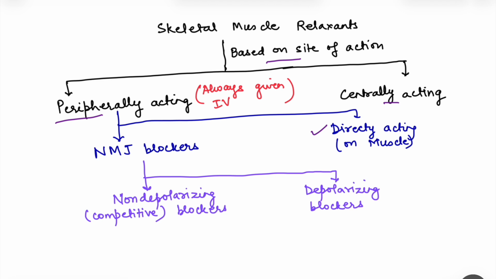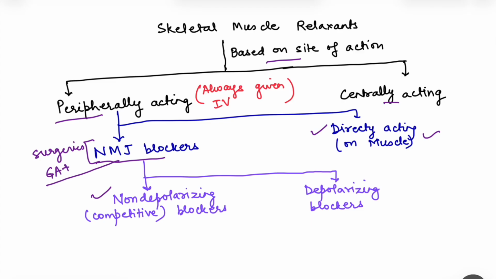These drugs are further classified into the drugs that act on the neuromuscular junction and the drugs which act directly on the skeletal muscle. Then, the drugs which act on the neuromuscular junction are further classified into non-depolarizing, that is the competitive blockers, and the depolarizing blockers. Now, these NMJ blockers are mainly used for surgeries along with general anesthesia.